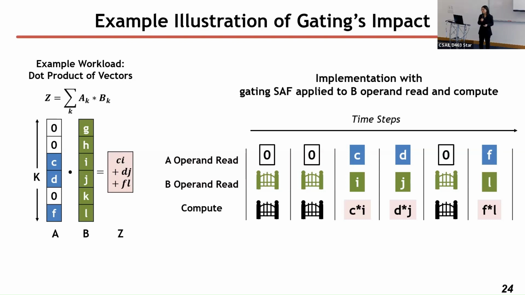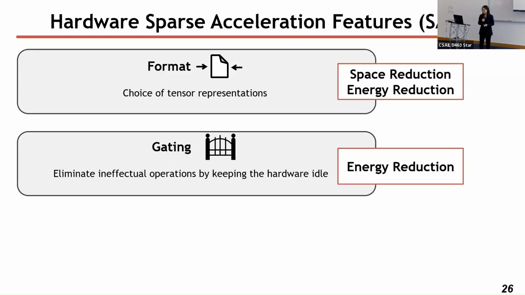And of course, if we imagine we have some zero values in operand B as well, then the gating of compute will take effect. So this is at a high level how gating can come into the picture and how it can help us to save hardware operations. In general, gating helps us to save energy, and you probably have noticed we still take 6 steps to finish the processing.